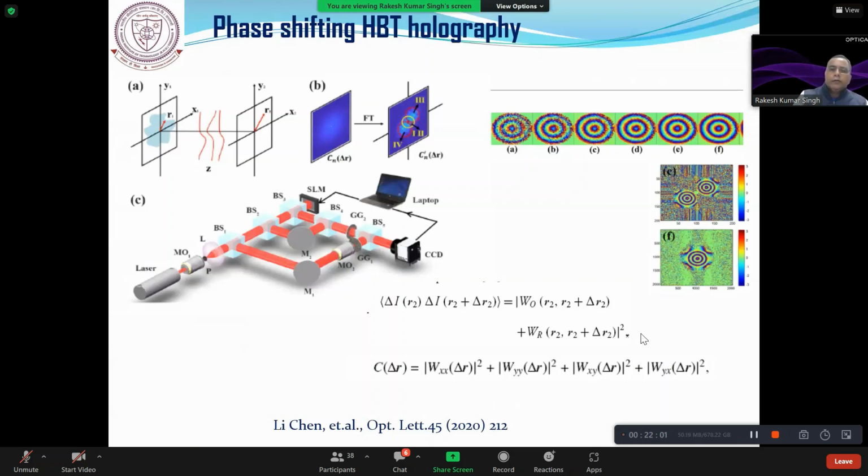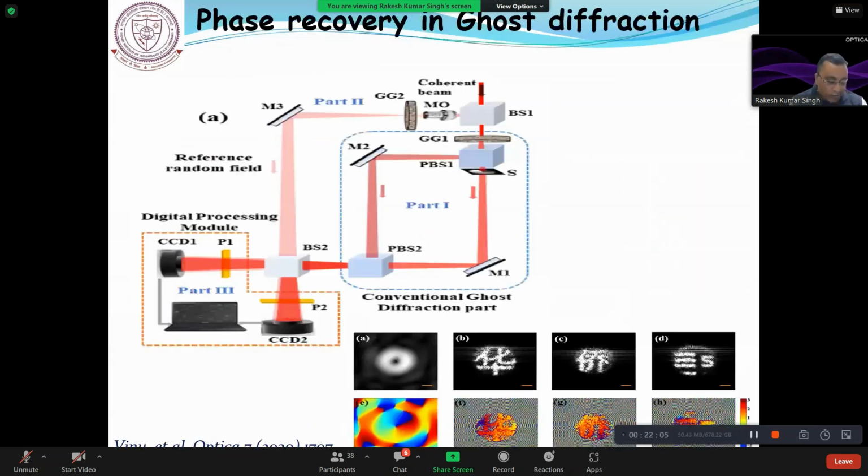And once you have the phase shifting, using the well-known phase shifting formula, we can reconstruct the complex field. In another approach, we tackle the problem of phase loss in ghost diffraction. It's similar to the previous method, but we implemented it in ghost diffraction.